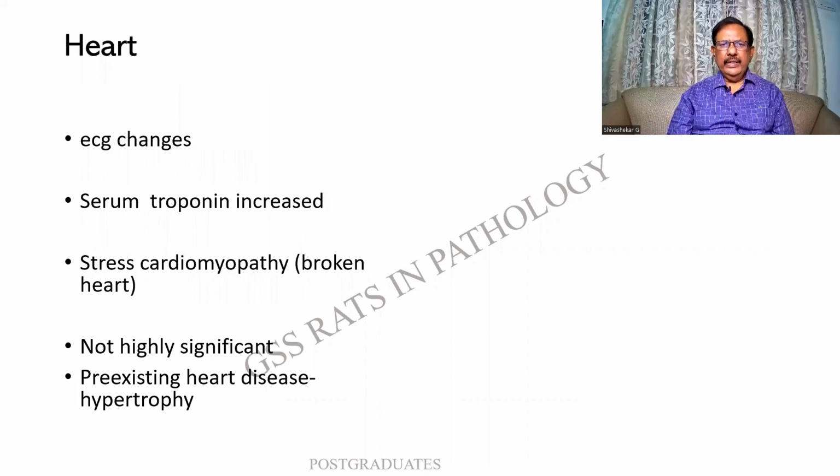In the heart, you find that there are changes. Now, before going into the details, the changes are not highly significant, but still there were people who died of cardiac problems. There were ECG changes, troponin was increased. Stress cardiomyopathy, not much of pathological one, but probably because of the mediators, there was a kind of cardiomyopathy that was created. And patients who are having previous heart disease, such as hypertension or congenital heart disease, succumb to this much.